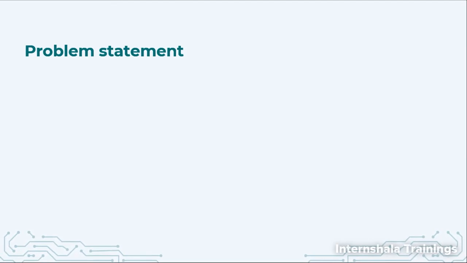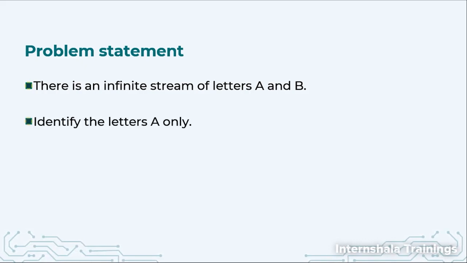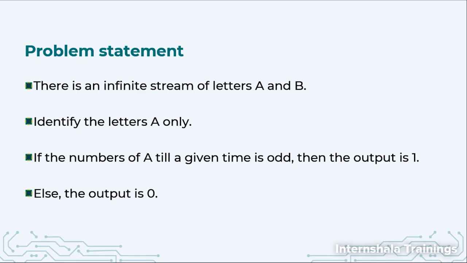So the problem statement that we have is there is an infinite stream of letters A and B. These are randomly placed and they are infinite in number. It's an ongoing stream. We have to identify the letter A. Our focus is on letter A. If the number of A's till the given time from the start is odd number, then the output will be 1. Otherwise, it will be 0.